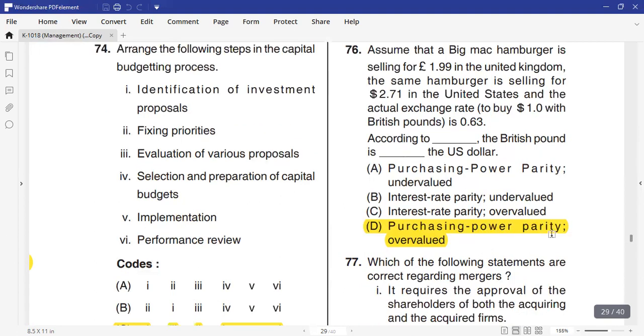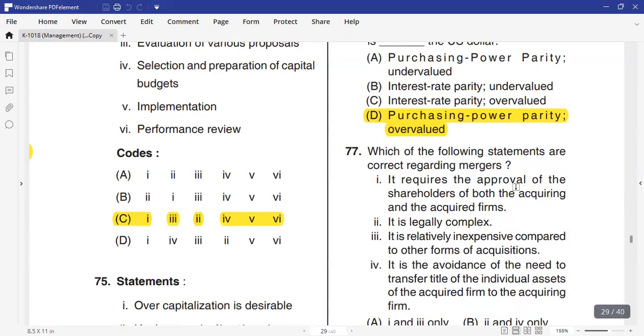76th question, assume that the Big Mac hamburger is selling for 1.99 pounds in the United Kingdom. The same hamburger is selling for $2.71 in the United States of America, and the actual exchange rate is $1 to 0.63 British pound. According to dash, the British pound is dash the US dollar. According to purchasing power parity, the British pound is overvalued to the US dollar. So that is the correct option for the 76th question. Now we'll go to the 77th question.